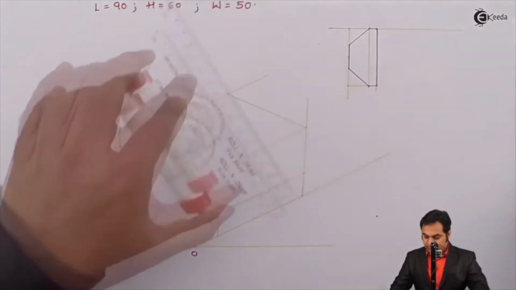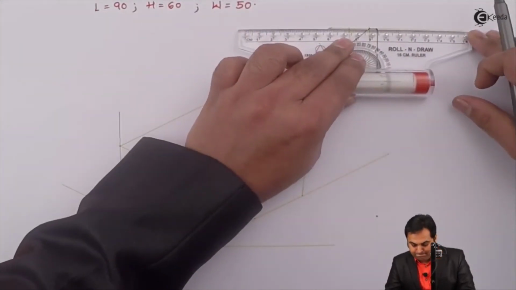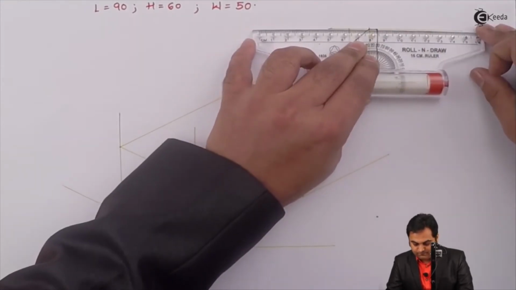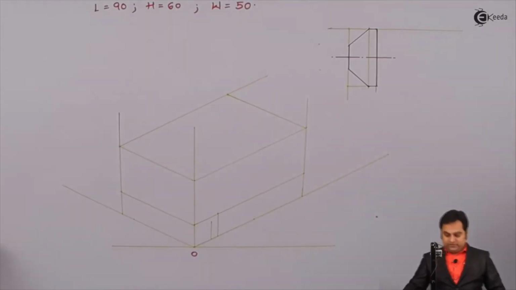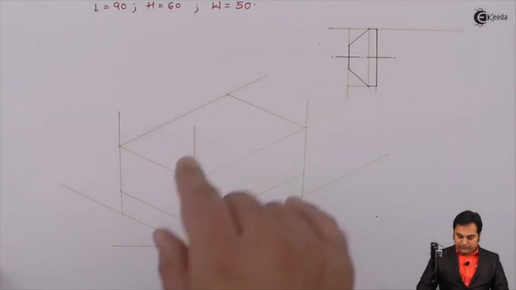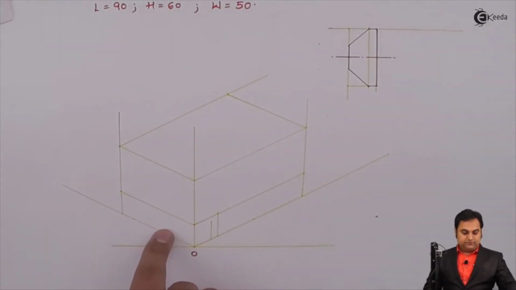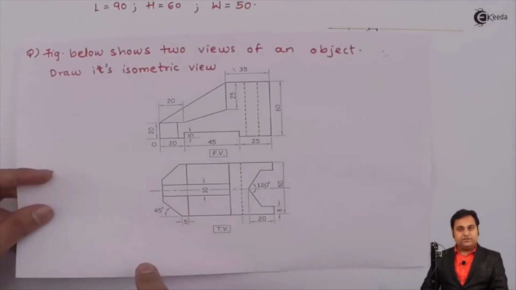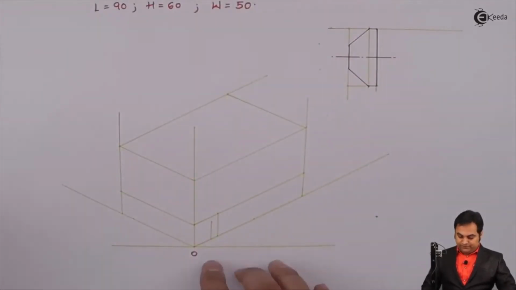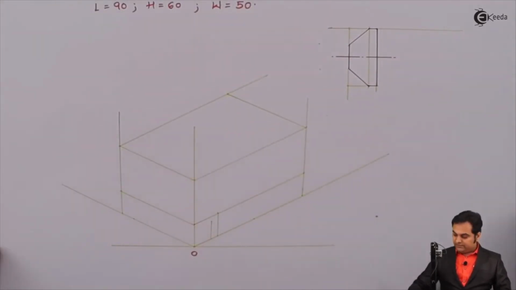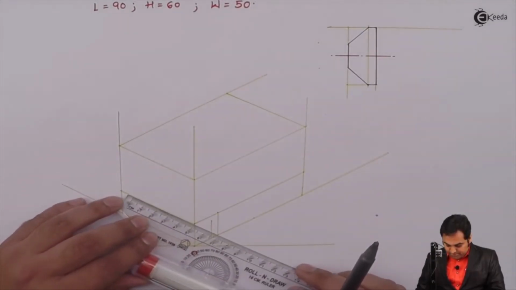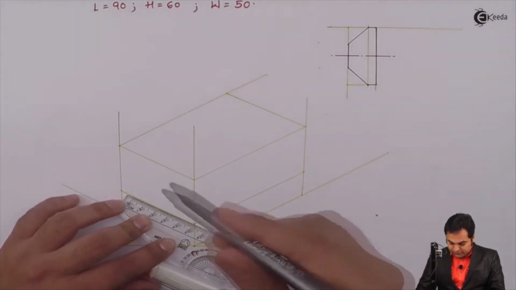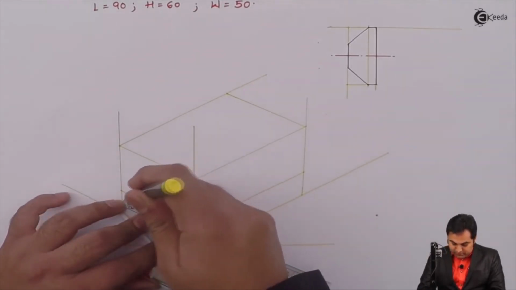I'll mark the center here and then draw the center line. Now this same surface will be copied here along the width as can be seen here. So for that I'll take half of that width. The width is 50 mm. So I'll just make a change here. It was originally 60. Here I'm making it 50.